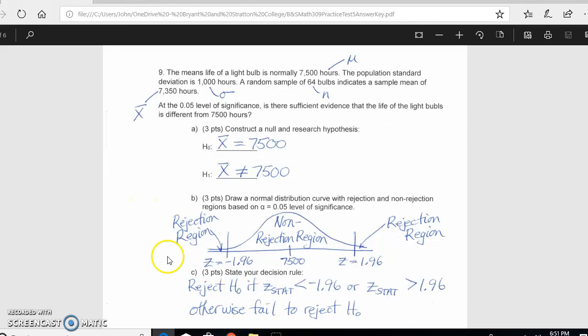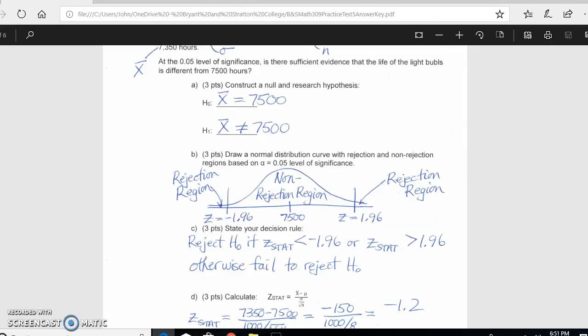And then we want to, on letter C, state our decision rule. And our decision rule is going to be that we would reject the null hypothesis if the z-stat is less than minus 1.96, that is, it falls in this region, or if the z-stat is greater than 1.96, it falls in this region here. Otherwise, we fail to reject the null hypothesis.